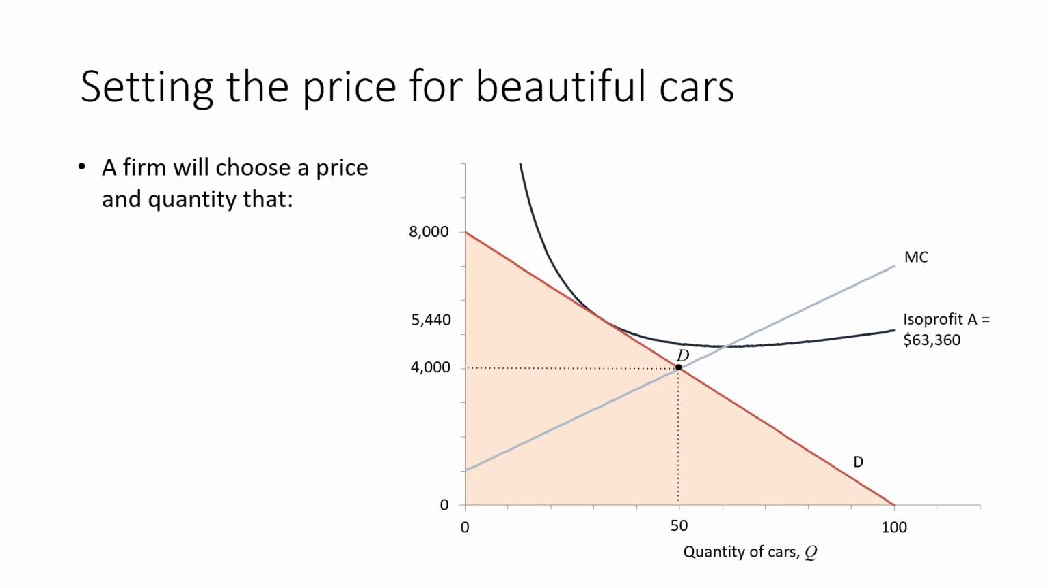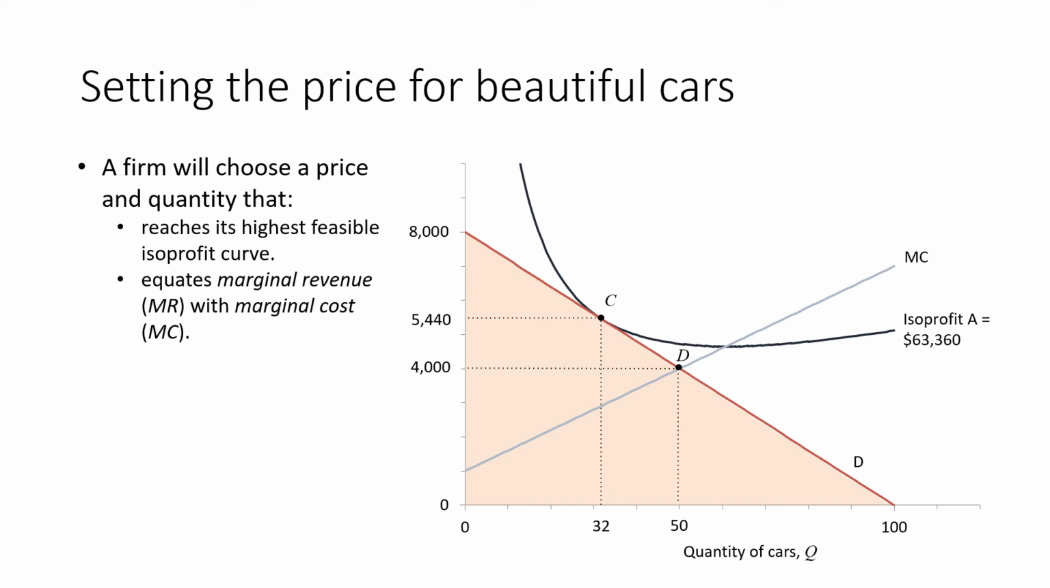Now again we are talking about setting the price for beautiful cars, and the firm will choose a price and quantity that reaches its highest feasible isoprofit curve and equates marginal revenue with marginal cost. And here you're seeing the marginal revenue curve.